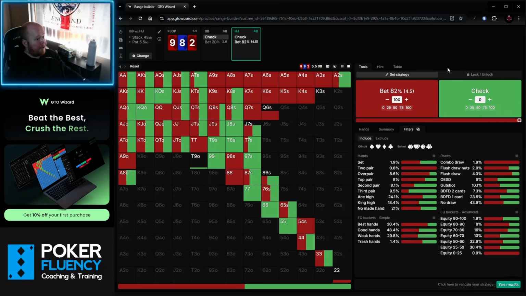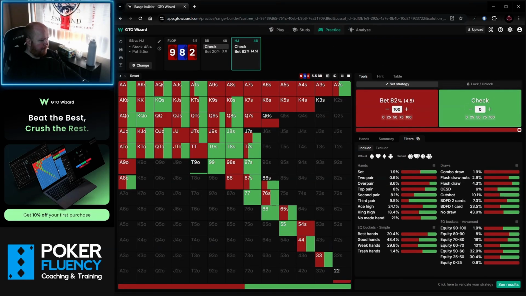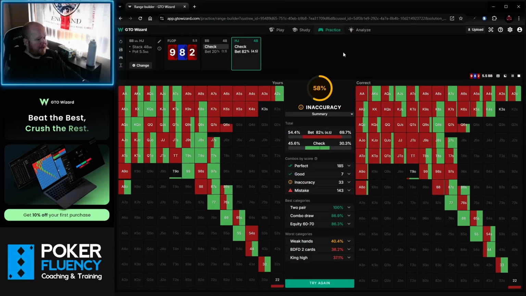Now, I'm not expecting this to be a perfect strategy by any means. I certainly get this plenty wrong, but I do think we will probably be doing pretty well. So I'm going to hit see results here, and we'll see how we did. Okay, so it's going to say inaccuracy.